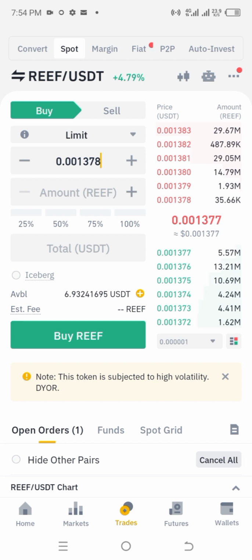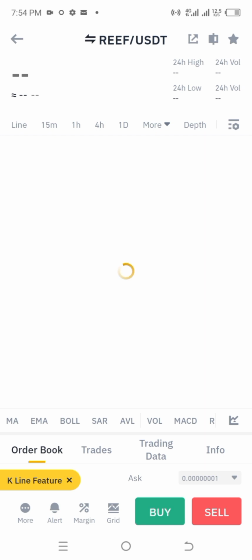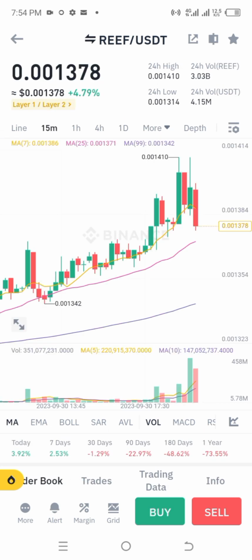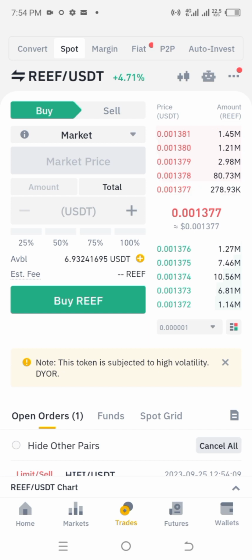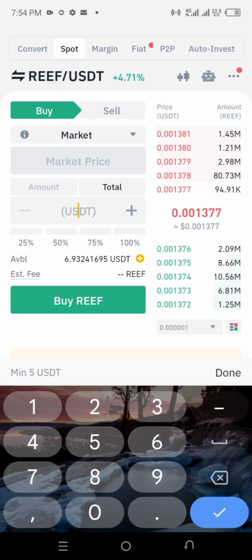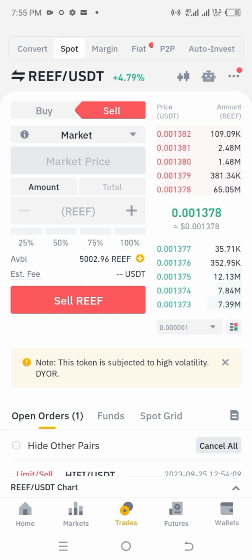I'll use this 6.9, almost 7 USDT to buy. And at the top here you see my volume. You see I have 5,007, because this coin is very low. I always advise you to buy baby coins if you want to buy. The next thing you need to do is input this. I'm choosing market price because I want to get into the trade immediately. 6.9. Okay, success. Now I've successfully purchased this coin.